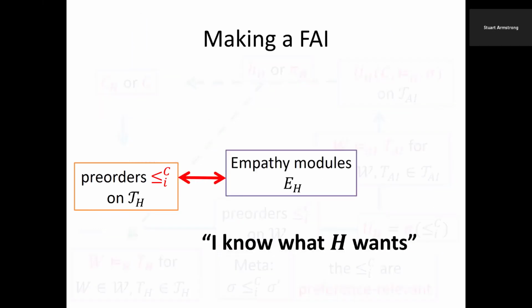Now, the empathy modules that I talked about are very closely connected with our pre-orders. So how we model other people is very similar to their internal models. So these internal models are very closely related to how we model other people. And there are too many uses of the word model in that sentence, I know.